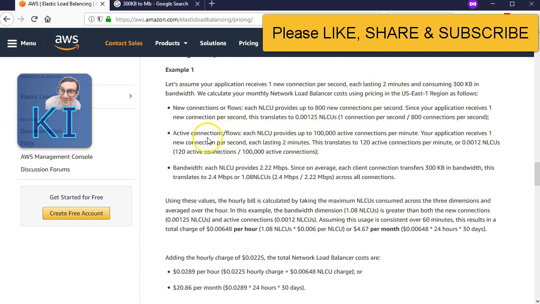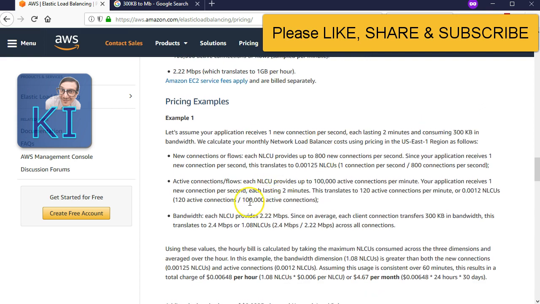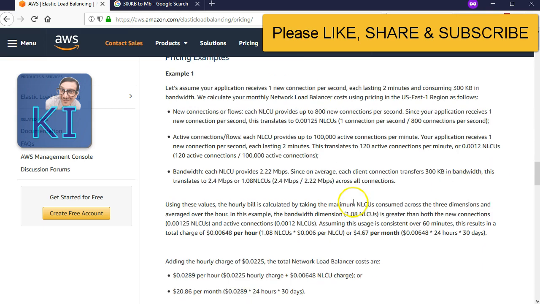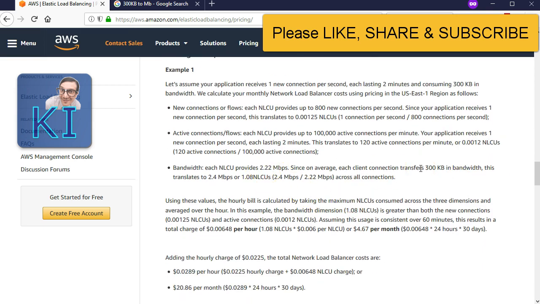Then the next one is active connections. Same logic, basically 1 into 120, so that is 120 active connections per minute. In case of 120 active connections, we'll just do the division: 120 divided by 100,000 active connections, because in one network LCU you get 100,000 active connections. So this also would be a very, very small number, 0.0012. Last one is again the same thing, 300 KB translates to 2.4 divided by 2.22, 1.08 NLCU. So this one would be taken, and the same way pricing would go ahead.